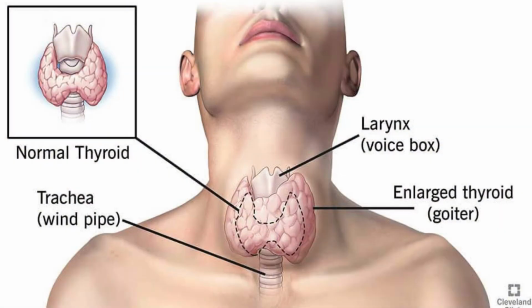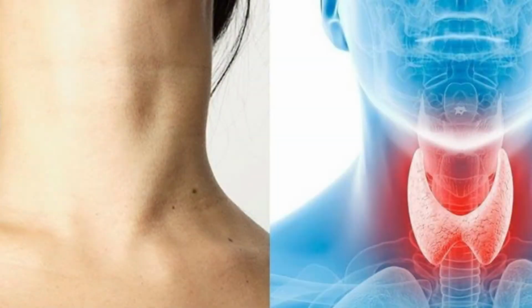So in patients with hypothyroidism, the thyroid hormone levels will be low and the TSH levels will be high. So basically, the pituitary gland is trying to stimulate the thyroid gland to make it produce more hormones, but it's not working. So these are the common tests that we would use to diagnose hypothyroidism.